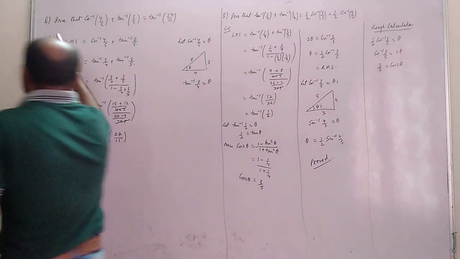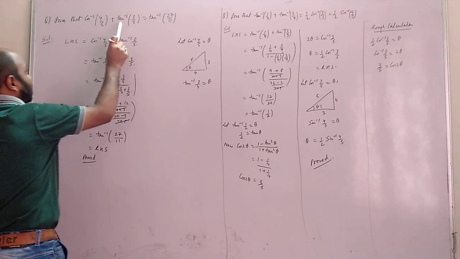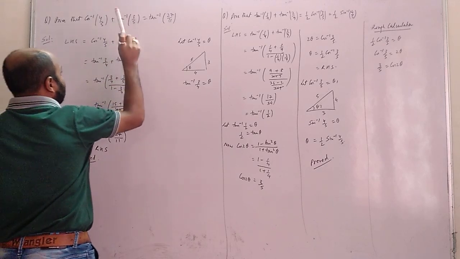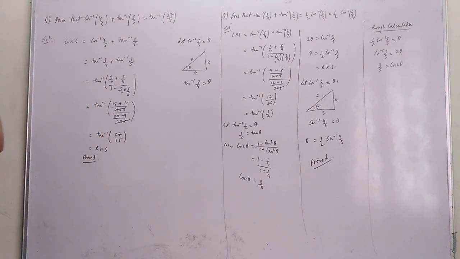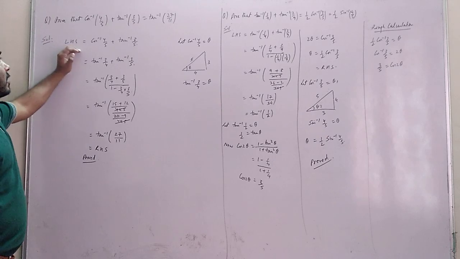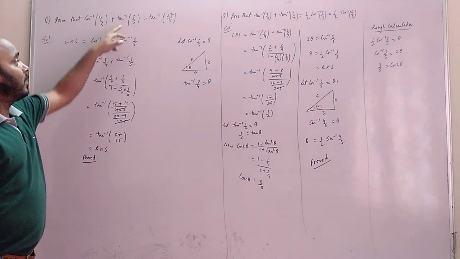Let's see the question. Prove that cos inverse 4 by 5 plus tan inverse 3 by 5 equals tan inverse 27 by 11. We have to prove this statement. Since it is a proof, I am starting with the LHS, so I am writing the LHS: cos inverse 4 by 5 plus tan inverse 3 by 5.